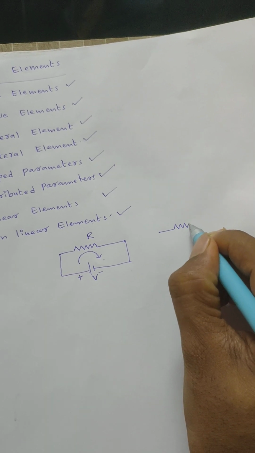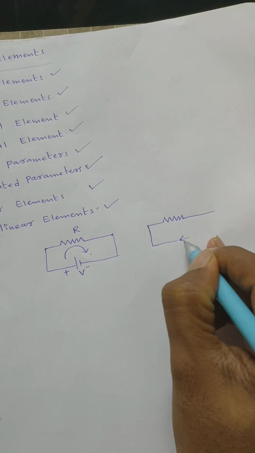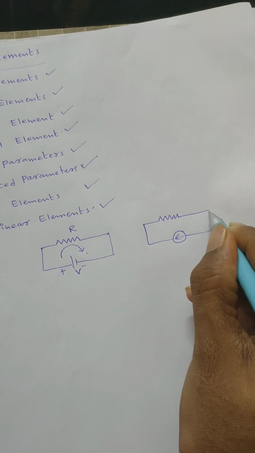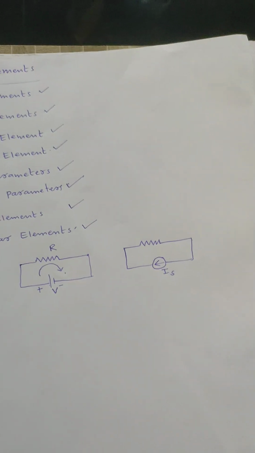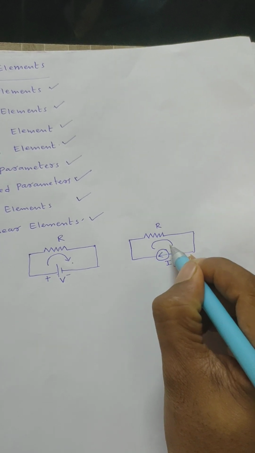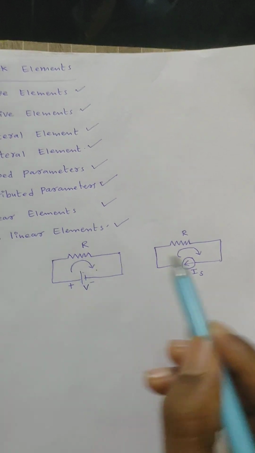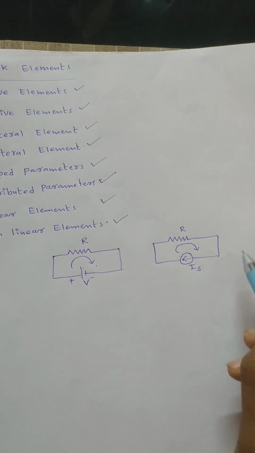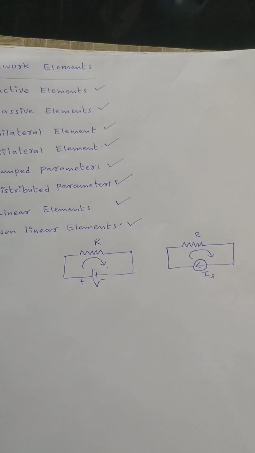In place of the voltage source, I can connect a current source also. This is the representation of a current source. Is is the source current, and here it is the resistance R. Based upon the current source direction, current is flowing. That means the element which gives energy to the circuit, this total being a circuit, is known as an active element.